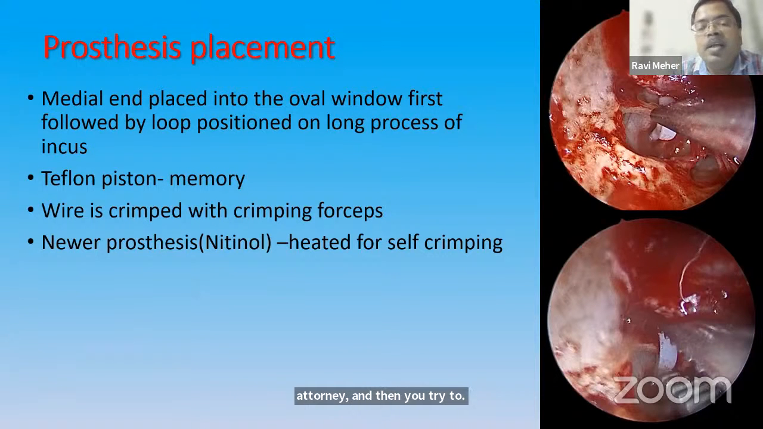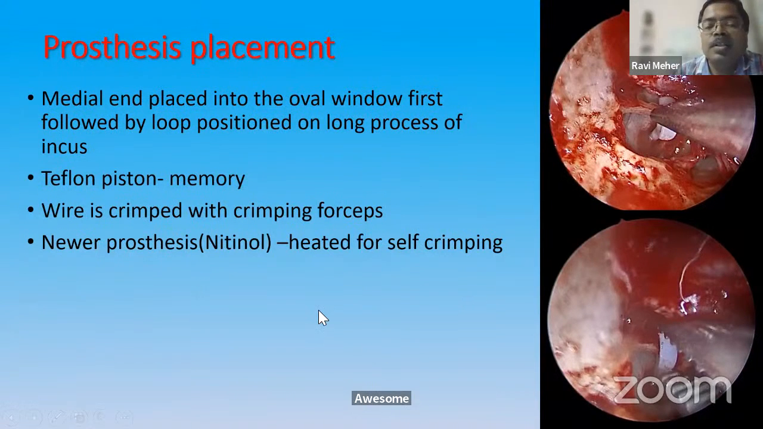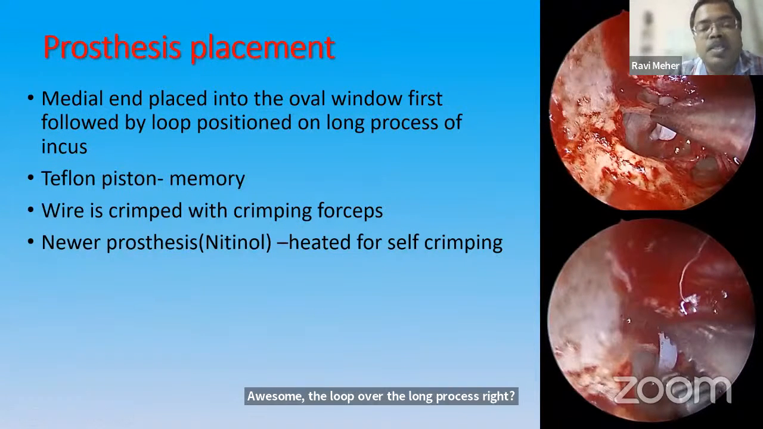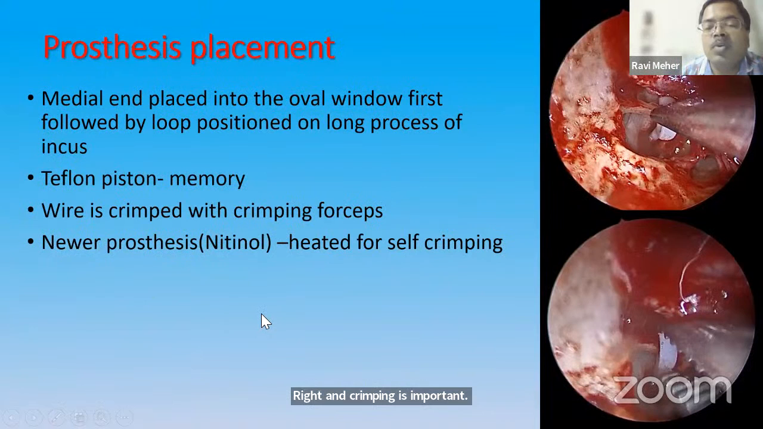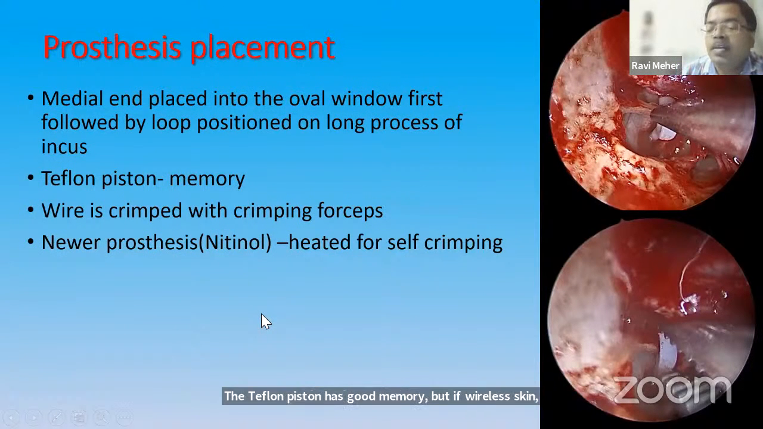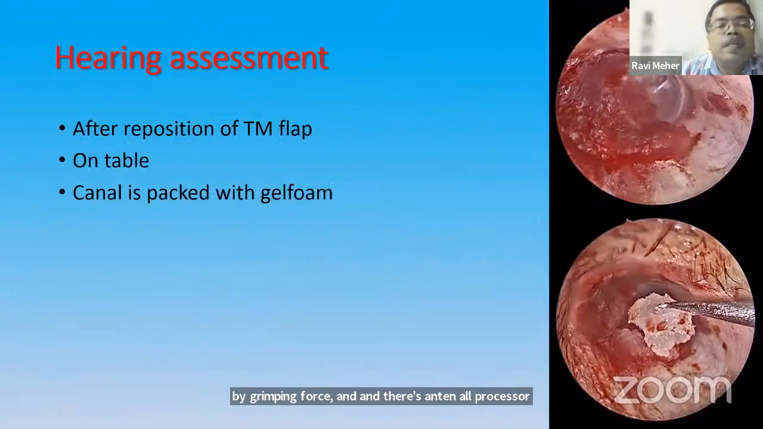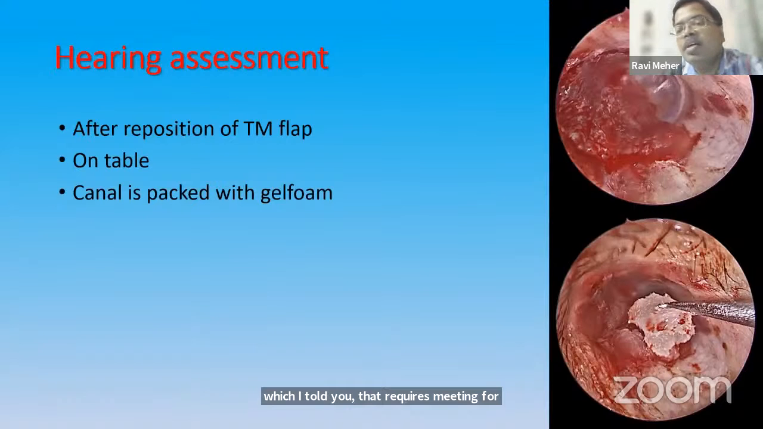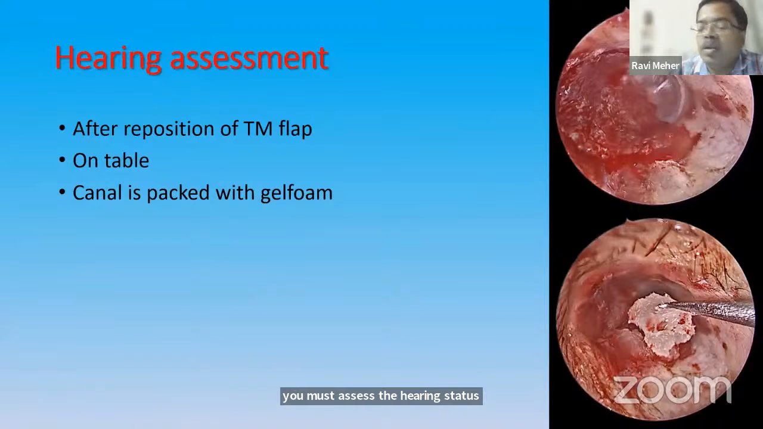Long process, right? And crimping is important. The Teflon piston has good memory, but if you have opened too much, then you need to crimp the piston, right? So wire is crimped by crimping forceps, and there is a nitinol piston which I told you that requires heating for crimping. On table, you must assess the hearing status, reposit the flap, and on table check the hearing improvement, right? And it is very, very rewarding surgery. As soon as you reposit the flap, patient is able to hear on table.